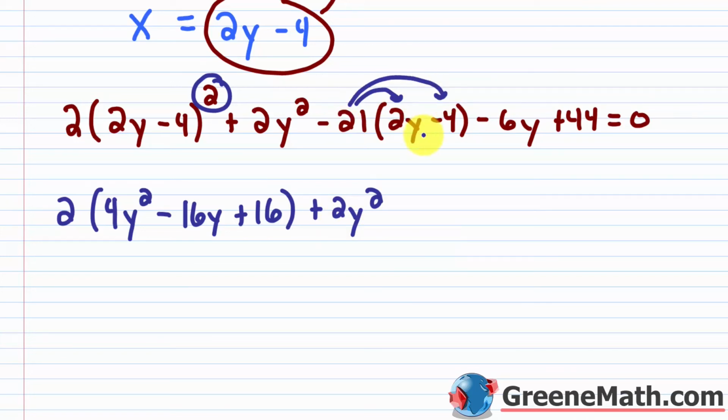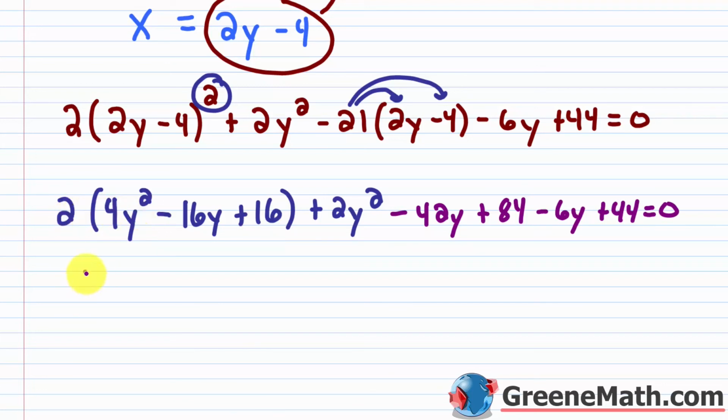So negative 21 times 2y is going to give me negative 42y. And then negative 21 times negative 4 is going to give me positive 84. Okay. Then I have minus 6y plus 44, and this equals 0. All right, so I know I need to distribute here. So let me just kind of do that.